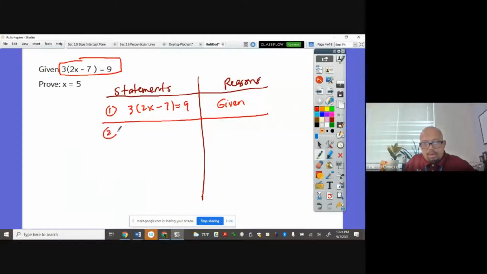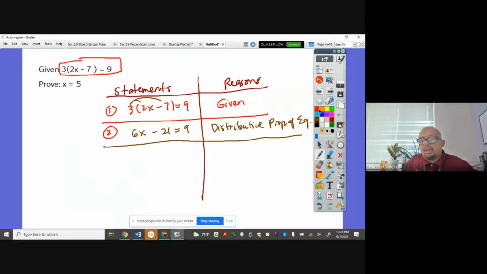Number 2, if you're going to solve for this one here, you have to distribute the 3 there, right? So we're going to have now 6x minus 21 equals 9. So how did we get 6x minus 21 equals 9? Because we distributed the 3. So that's called distributive property of equality. We distributed there.